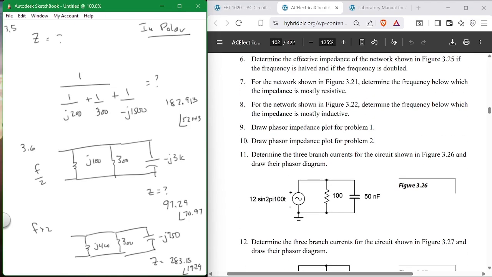All right, determine the frequency below which the impedance is mostly resistive, and all that kind of stuff. Forget about it. I'm not going to ask that question. Okay, maybe.